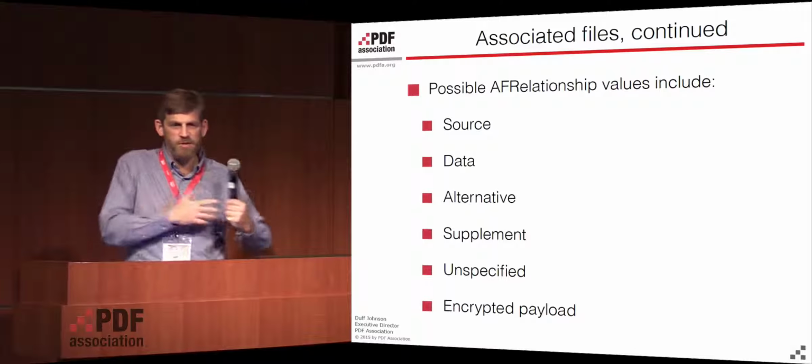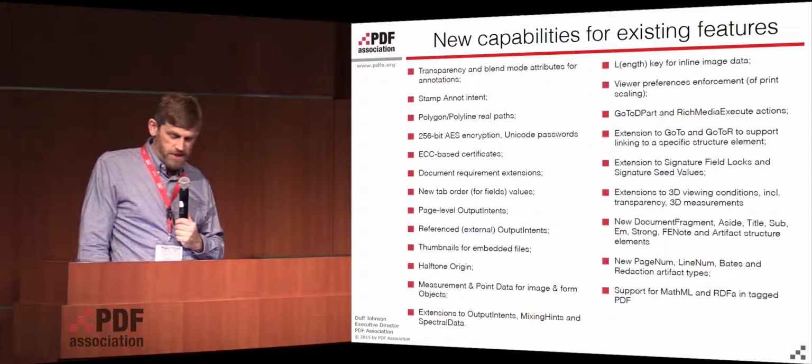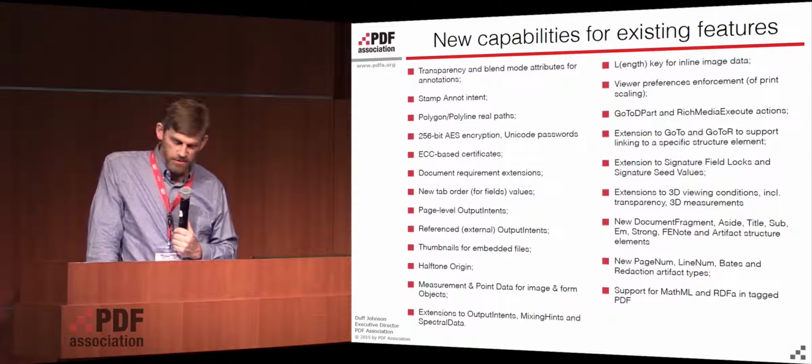So there are many new capabilities for existing features. These are features that are already in PDF 2.0 and have been tweaked or improved or added or developed in some way. I am not going to iterate through all of these different updates to the existing features, but I do encourage you to take a look. There are some here that are clearly of real interest. 256-bit AES encryption, that's something that a number of people have been asking for for a very long time.